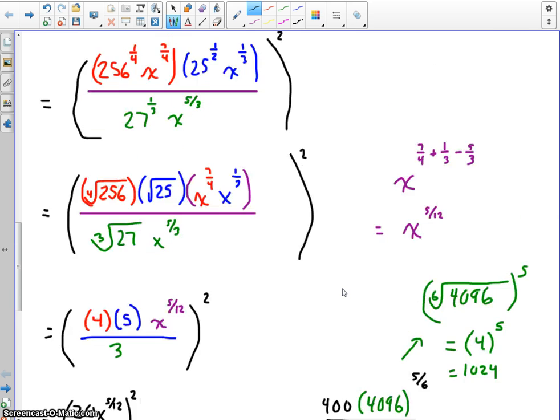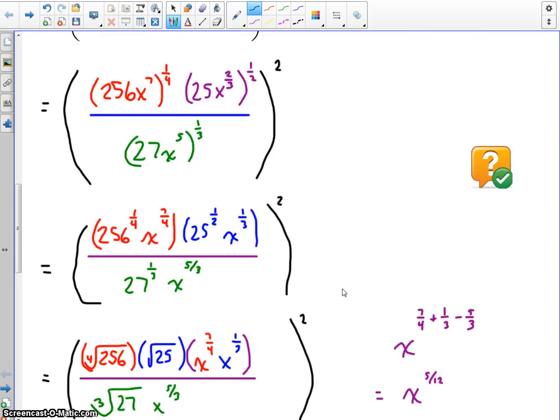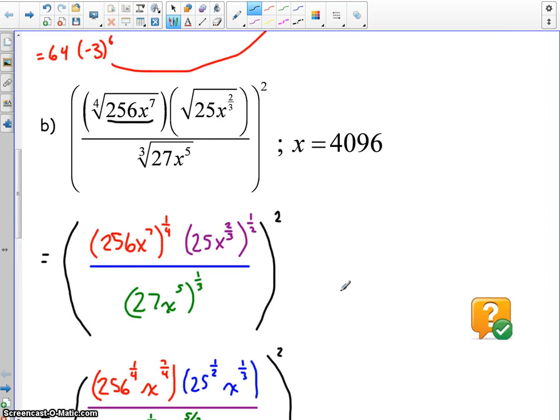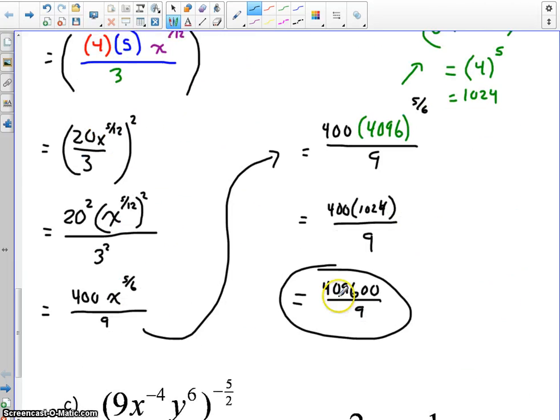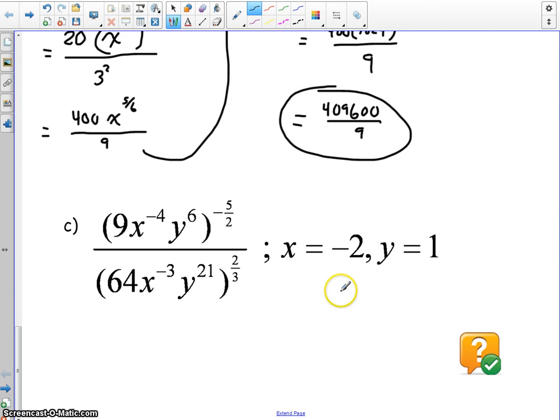Okay, so that one took a little while, but again, it's the same ideas we've done before. We're just applying a lot of these rules together at once. Okay, so I'd like you to try C on your own first, and then push play when you're ready to go through it together.